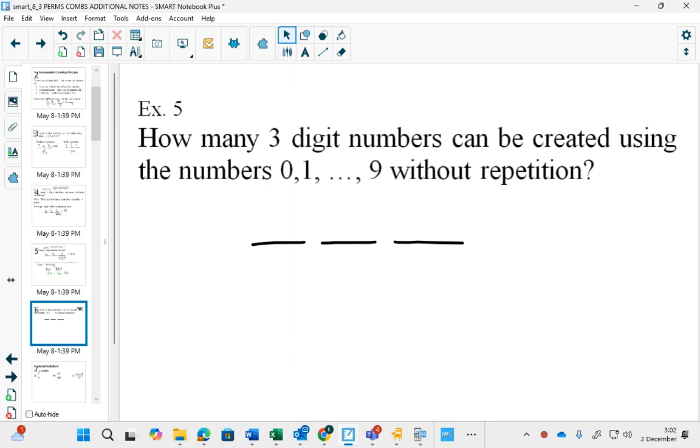And I'm looking for common mistakes. Oh, you guys are so good. You're making the common mistake. Makes me happy. All right.